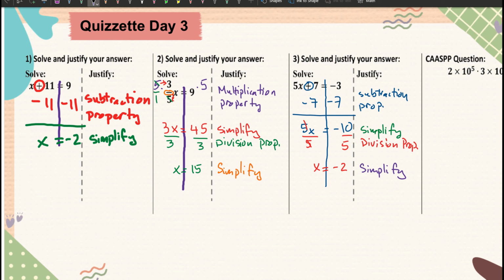Now we're heading to our last question. If I can figure out how to slide it over. Here we go.